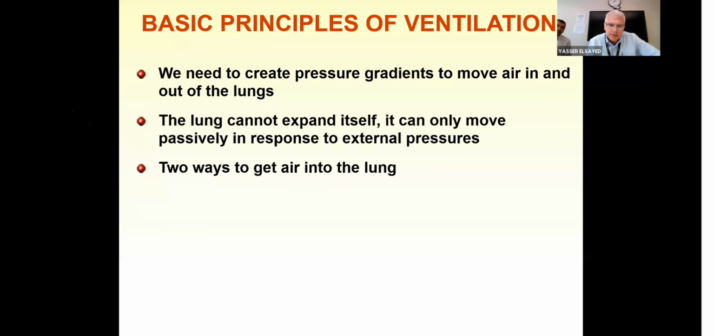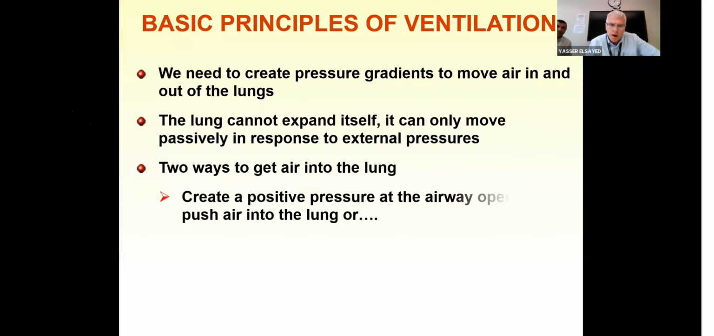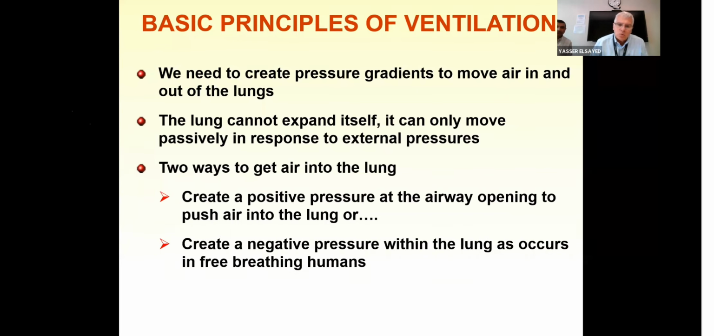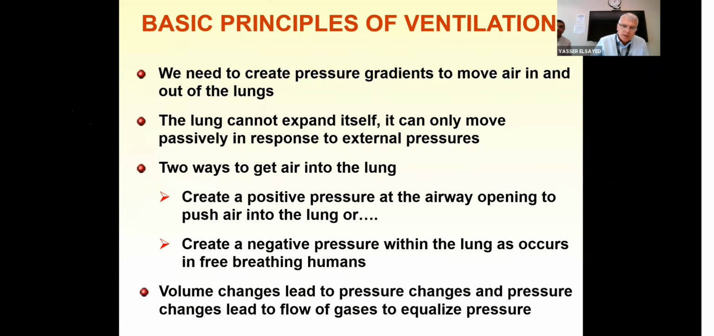There are two ways the air can get into the lungs. One is to create a positive pressure at the airway opening to push air into the lungs, and that's the way that mechanical ventilation works, by increasing the positive pressure at the mouth. The other way is to create a negative pressure within the lung, as occurs during free breathing in humans. When the pressure in the alveoli becomes lower than the atmospheric pressure, the air moves into the lungs. As we can explain now, volume changes lead to pressure changes, and pressure changes lead to flow of gases to equalize those pressures. I'm going to explain that right now.